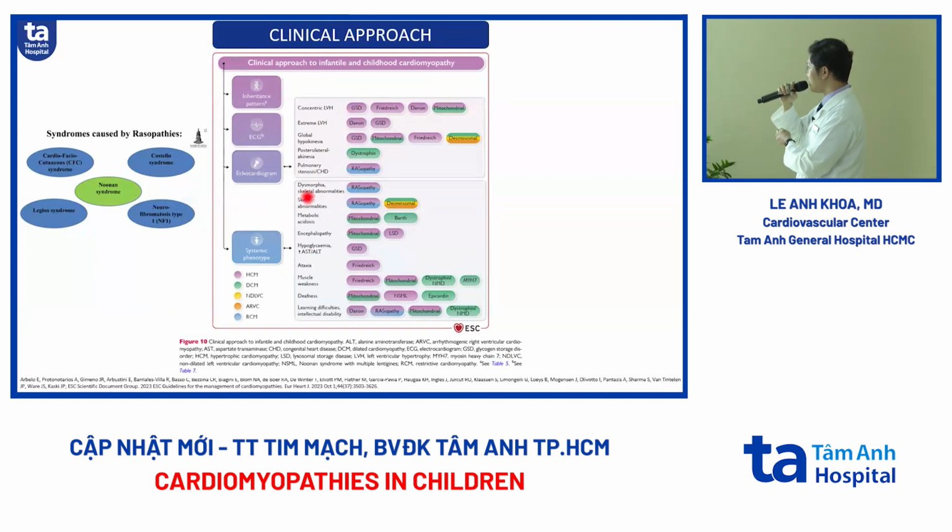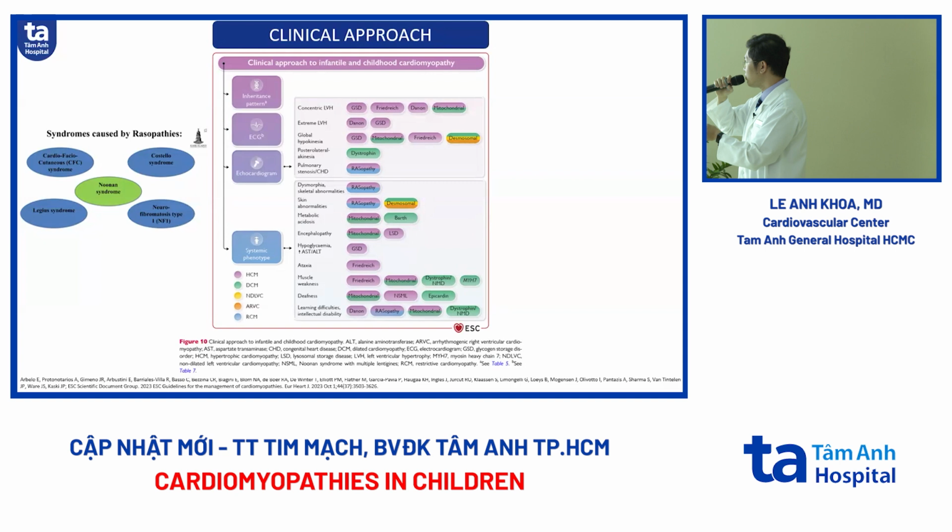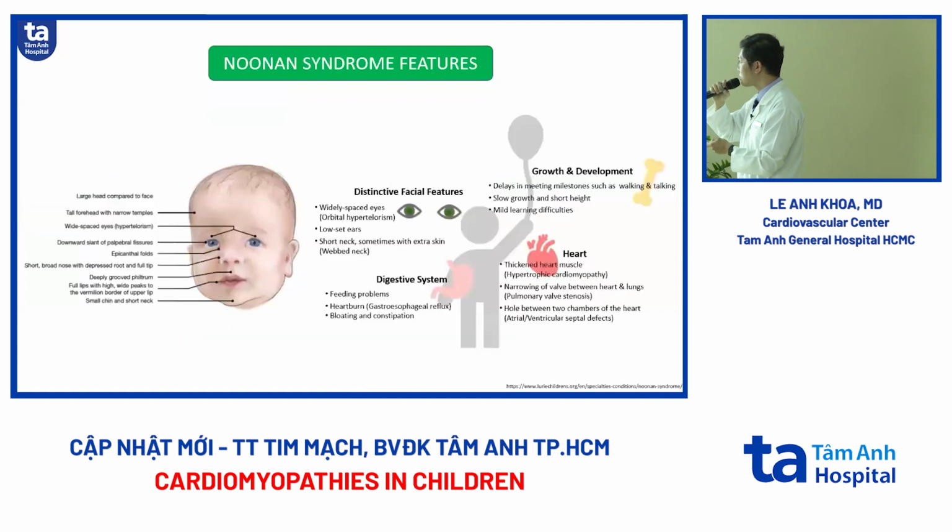We can see that RASopathy appears many times in this algorithm. RASopathies are disorders of the pathways of proliferation of the membrane. It controls the development of the cell membranes. And the syndrome that we see in the clinical situation is Noonan syndrome.